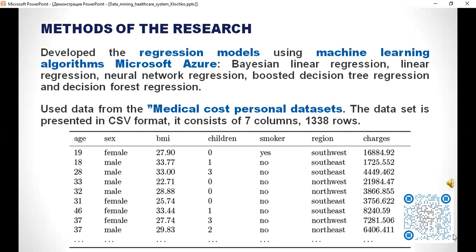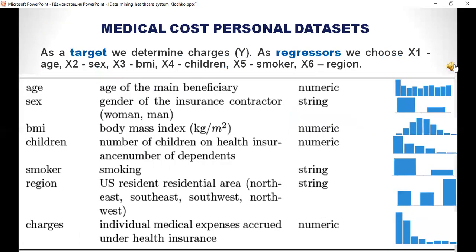The dataset is presented in CSV format. It consists of 7 columns and 1338 rows. Data were tested for multicollinearity. It is established that multicollinearity is absent. The dataset contains the fields described in table 2. We conduct the study of the impact on charges.